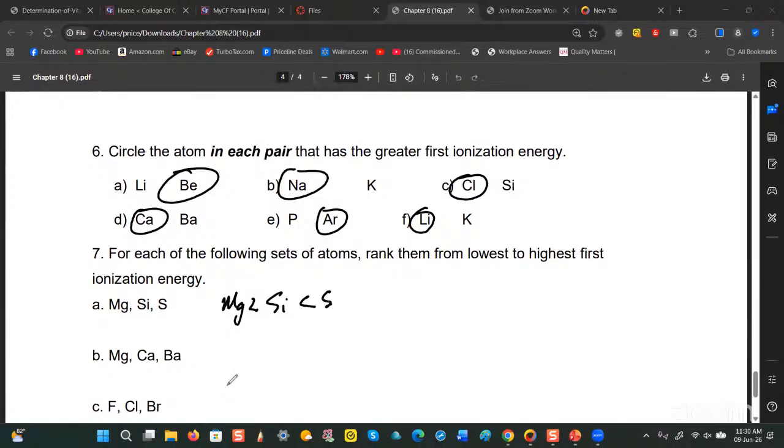What about B? Magnesium, calcium, and barium. Which of these three would be the lowest? Barium, calcium, magnesium. Barium, calcium, and magnesium. Okay. What about F? Fluorine, chlorine, and bromine. What's the order in terms of first ionization energy? Bromine, chlorine, and fluorine. Okay, very good. All right, let me see, is there any more down here?